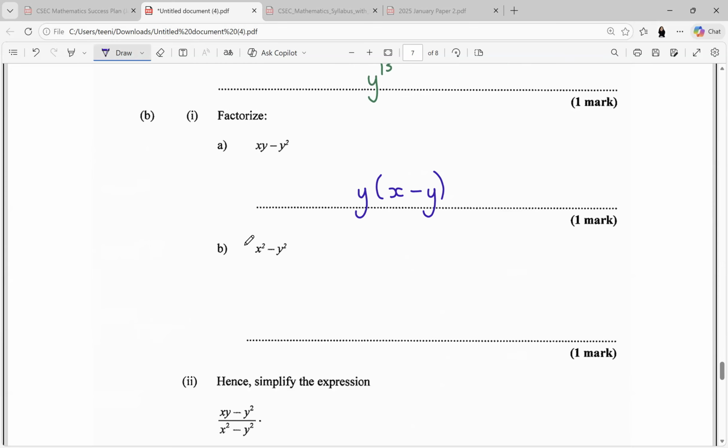Perfect. What type of question is this, guys? X squared take away y squared. What do we call it? A difference of two squares. That's right, a difference of two squares. How would we factorize it?